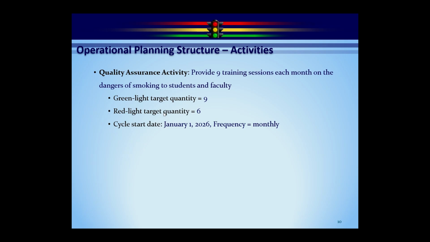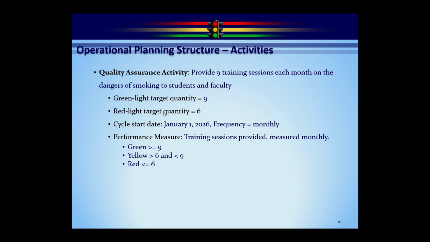Your performance measure is somewhat created for you. I'll show you how that happens in a minute. Training sessions provided, measured monthly, green, yellow, and red. And then we're going to assign a team of people. We're going to assign external partners if we're working with them. As you can imagine, our measurement is pretty simple: how many training sessions did we provide during the month?